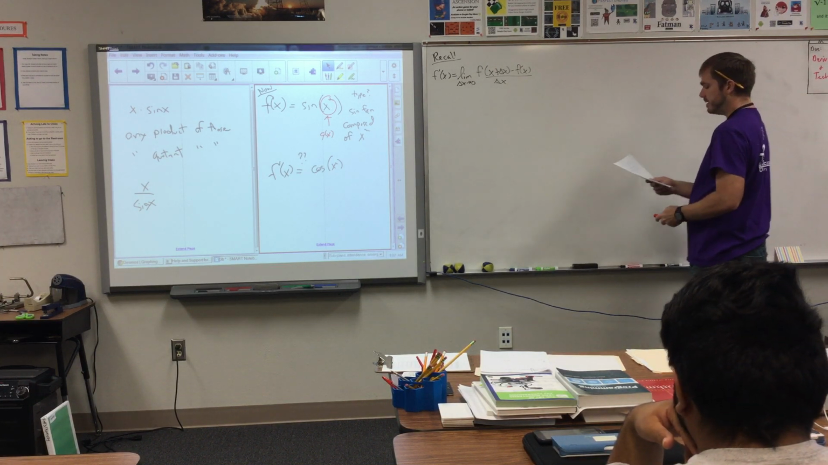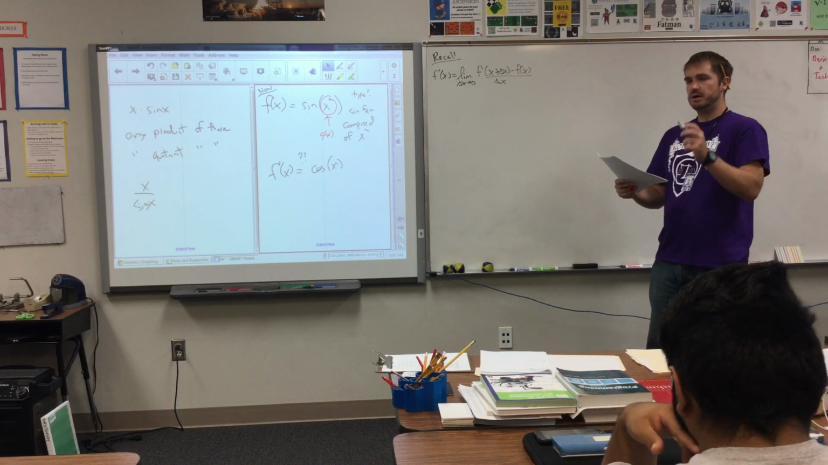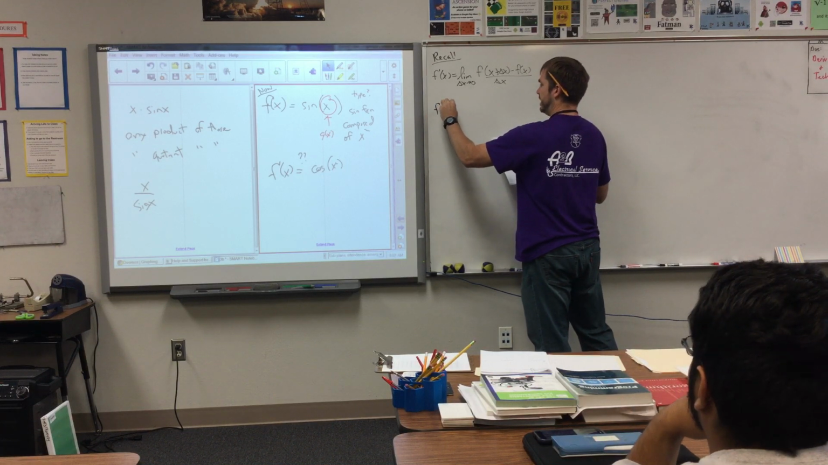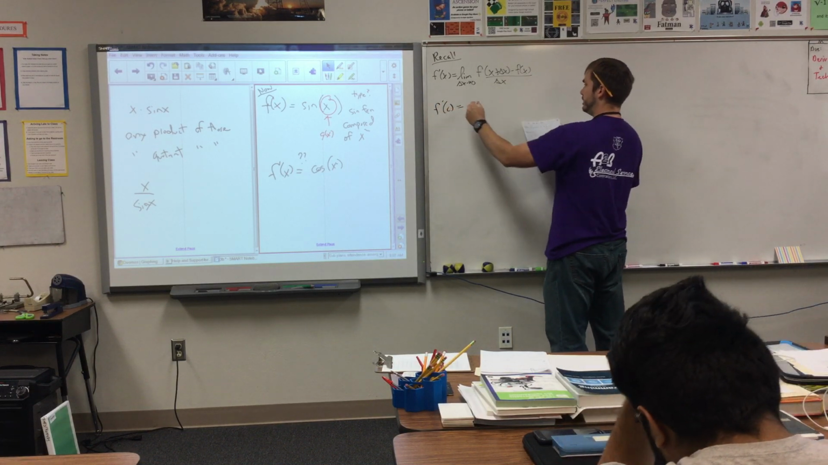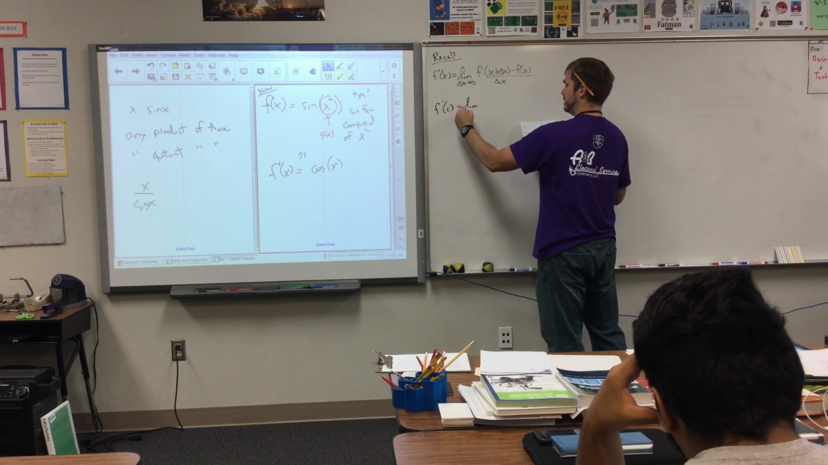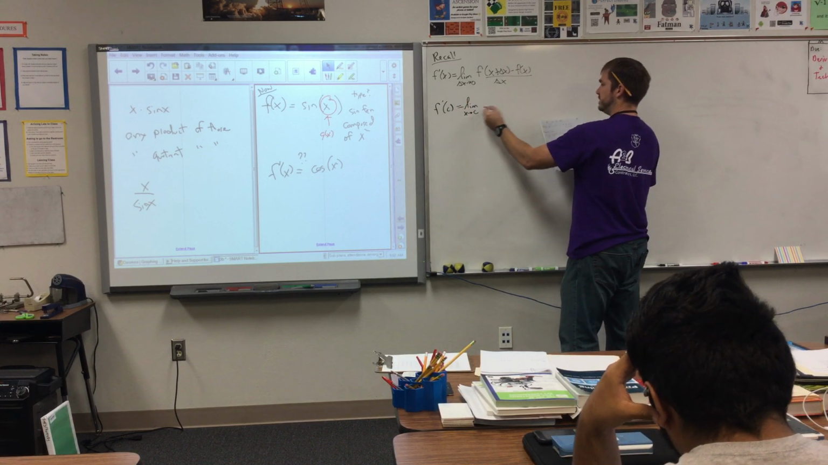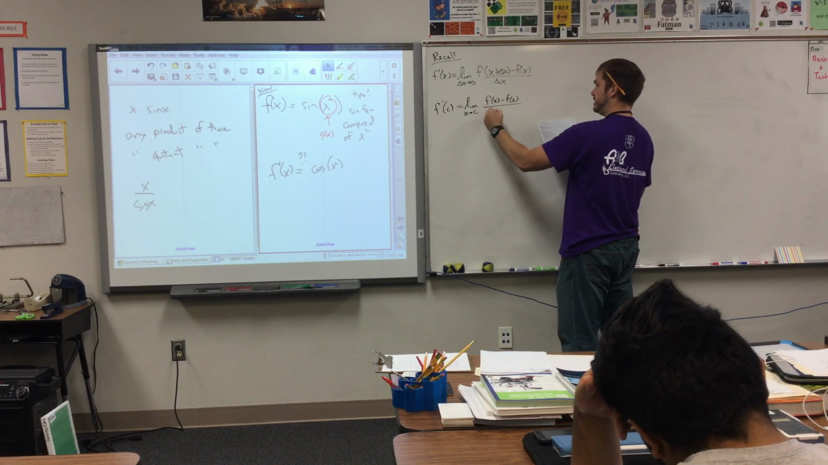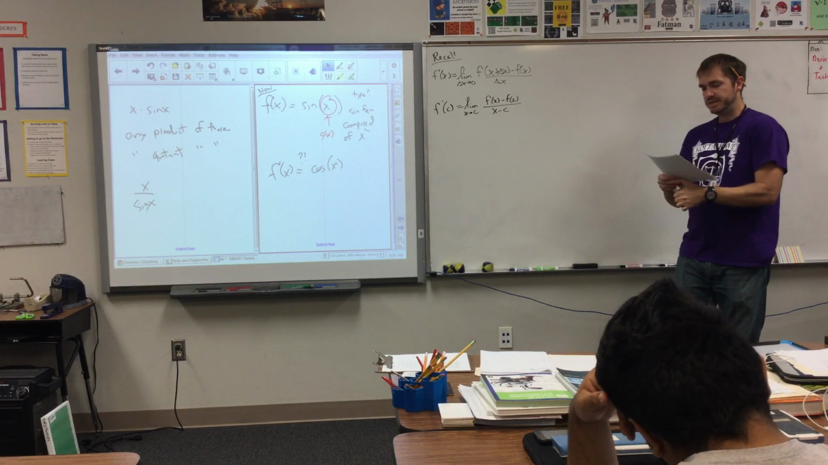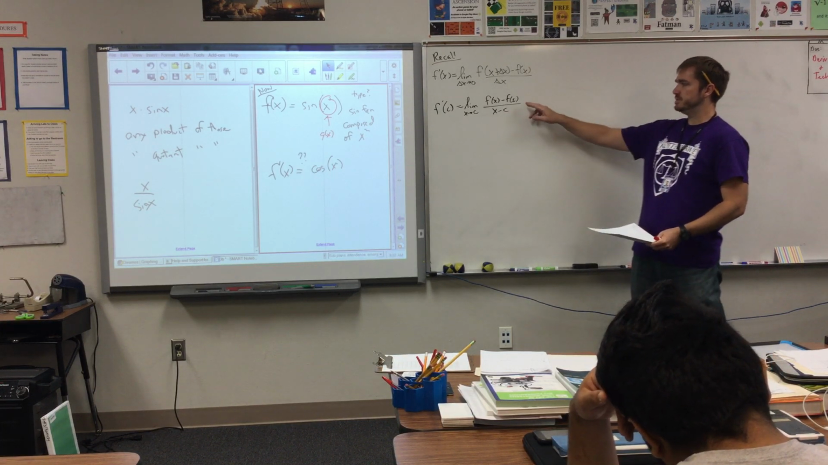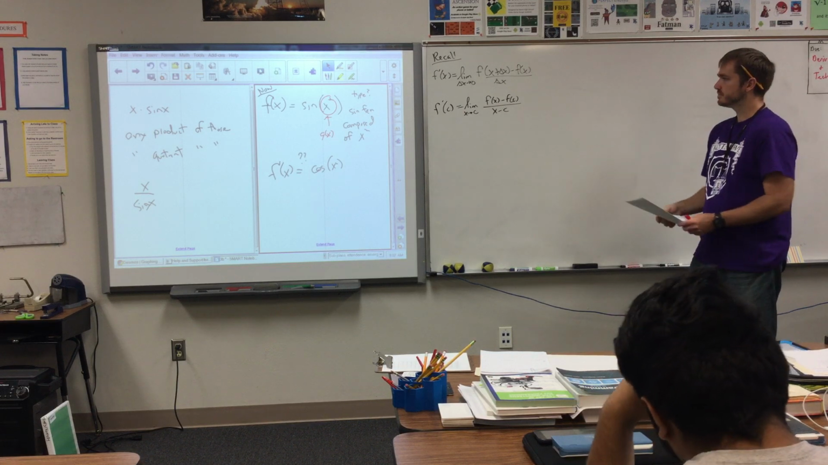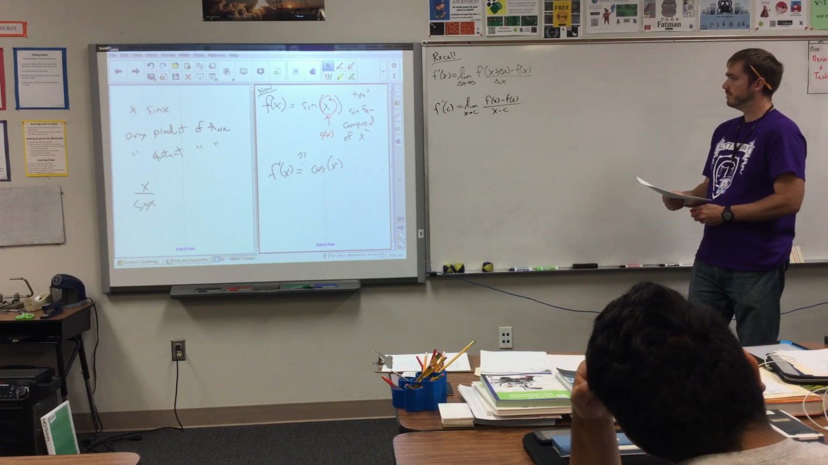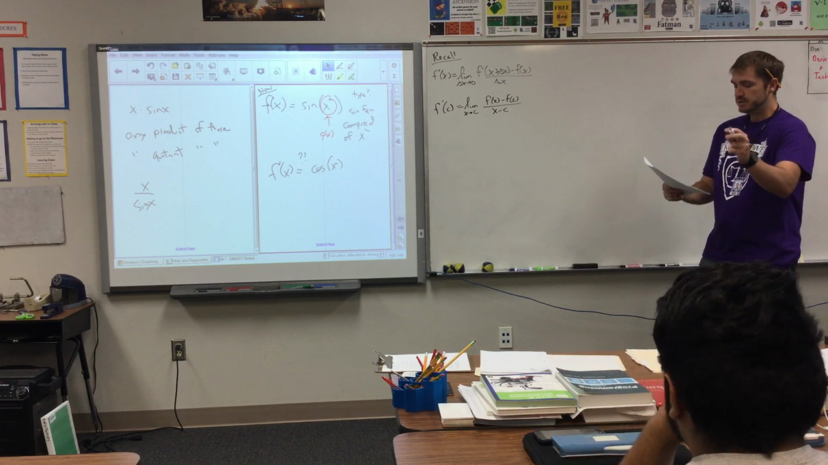But there also was an alternate form of the derivative at a point c. And that was this. f prime evaluated at a given point is equal to the limit as x approaches c of f of x minus f of c all over x minus c. That should look familiar because you had to have that one memorized as well.